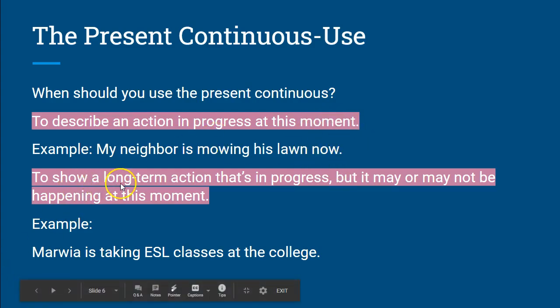We can also use it to show a long-term action that's in progress, but it may not be happening at this moment. For example, I might say Marwa is taking ESL classes at the college. She might not be in the class right now, but it's something that's long-term and that's in progress.